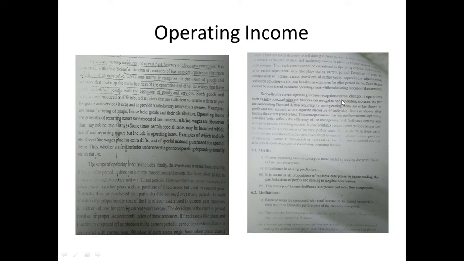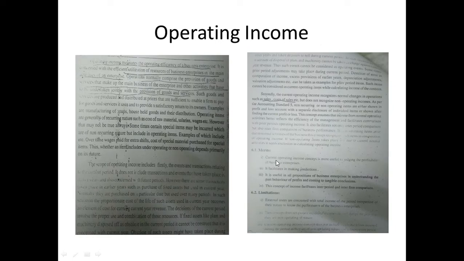Secondly, the current income recognizes normal changes in operations such as sales, cost of sale, and does not recognize non-operating incomes. So when you're talking about non-operating incomes, that means all your investing incomes, finance incomes, they are not taken into consideration. You only take income which is related to your operating activity. If you remember your cash flow statement, under the operating activities, only the income related to operating activity is taken as your operating income.